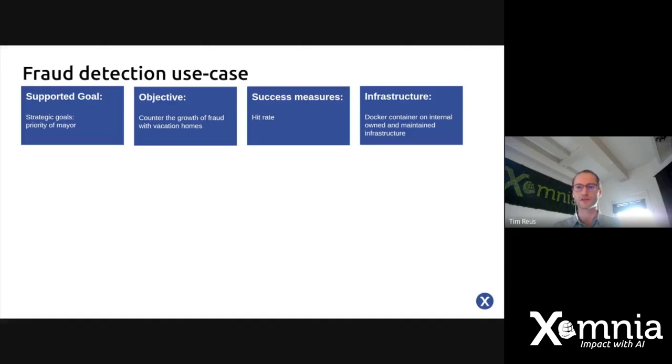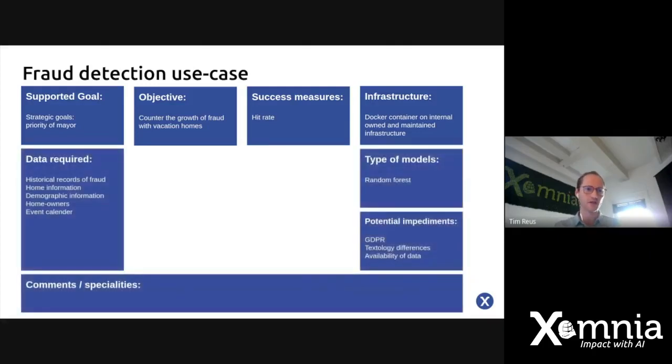Now I'm going to skip the infrastructure bit, but the interesting part is that they had their own infrastructure, and they really wanted to have it in a certain way. So that really elevated the difficulty and made it harder. If we look at what kind of data is required, it's going to be historical records, demographic information, and event calendars, because you might imagine during King's Day the number of people coming into Amsterdam really rises, and a lot of people rent out their houses.